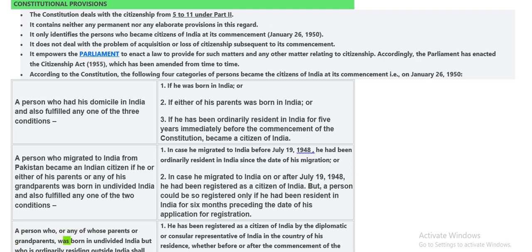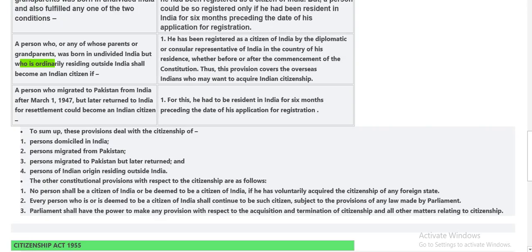A person who, or any of whose parents or grandparents, was born in undivided India but who is ordinarily residing outside India shall become an Indian citizen if he has been registered as a citizen of India by the diplomatic or consular representative of India in the country of his residence, whether before or after the commencement of the Constitution. Thus, this provision covers the overseas Indians who may want to acquire Indian citizenship.